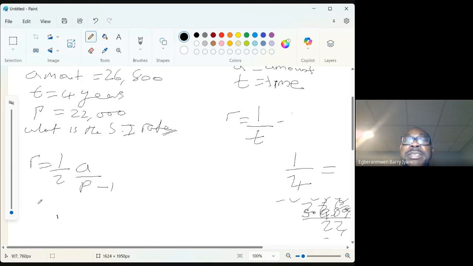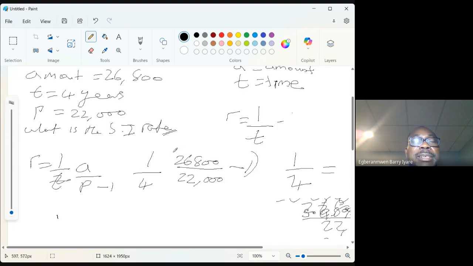We know the value of T, which is 4. So in place of that small t there, we put 4. That is 1 over 4. We know the value of A, which is the amount, 26,800. In place of A, we put 26,800, divided by P. The value of P, which is the principal, is 22,000 naira. We put it there, divided by 22,000 naira, minus 1.